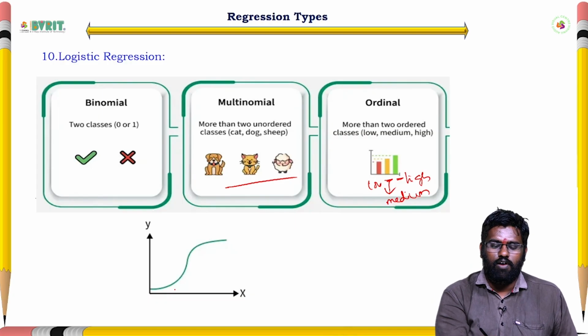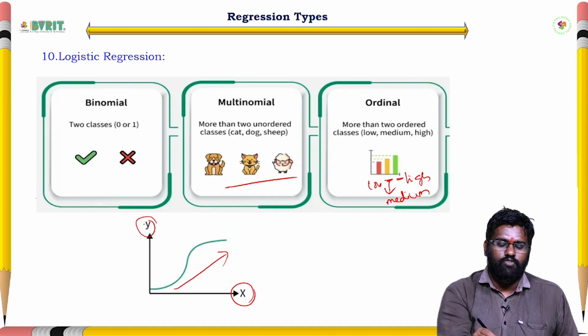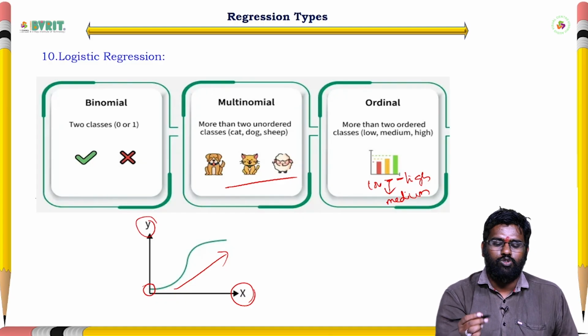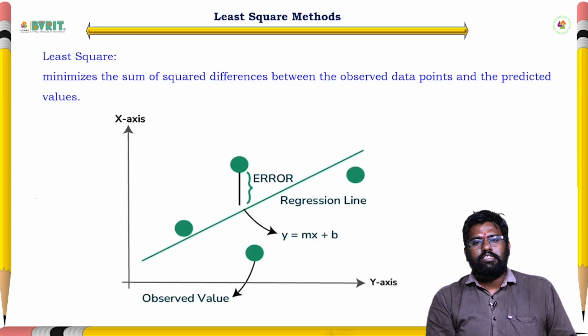In logistic regression, the curve will be like this. This is the x-axis and this is the y-axis. With the values based on this origin value, we need to show the graph like this. That is logistic regression. Next one is the least square method.